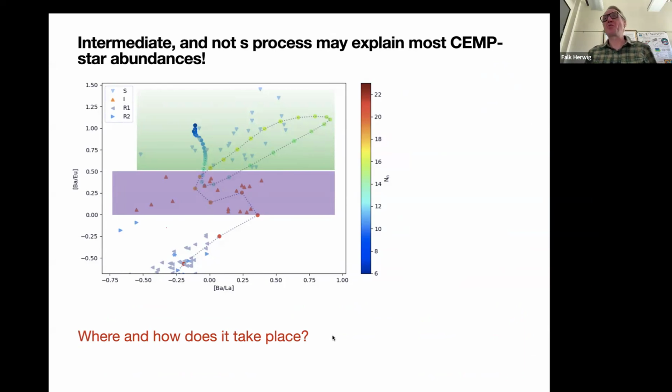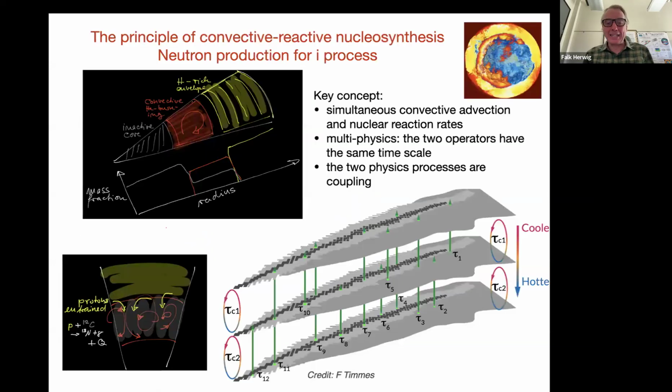We came up with a scenario for this. There are some post-AGB stars that do similar things, and we were guided by that. The idea is that you have something like a helium shell convection, for example, in an AGB star, in a rapidly accreting white dwarf, maybe in a massive star. And so this is schematically the helium shell flash convection.